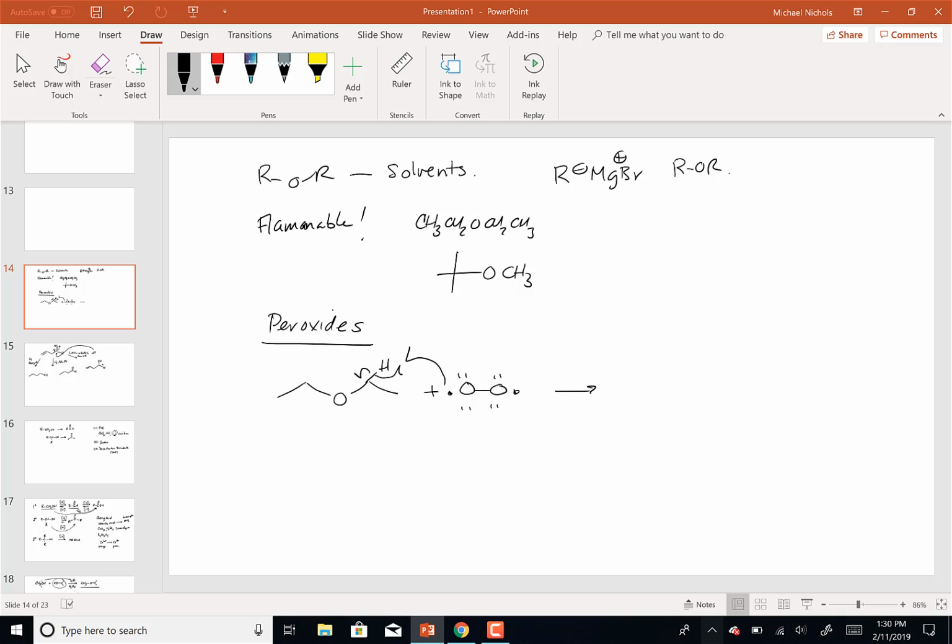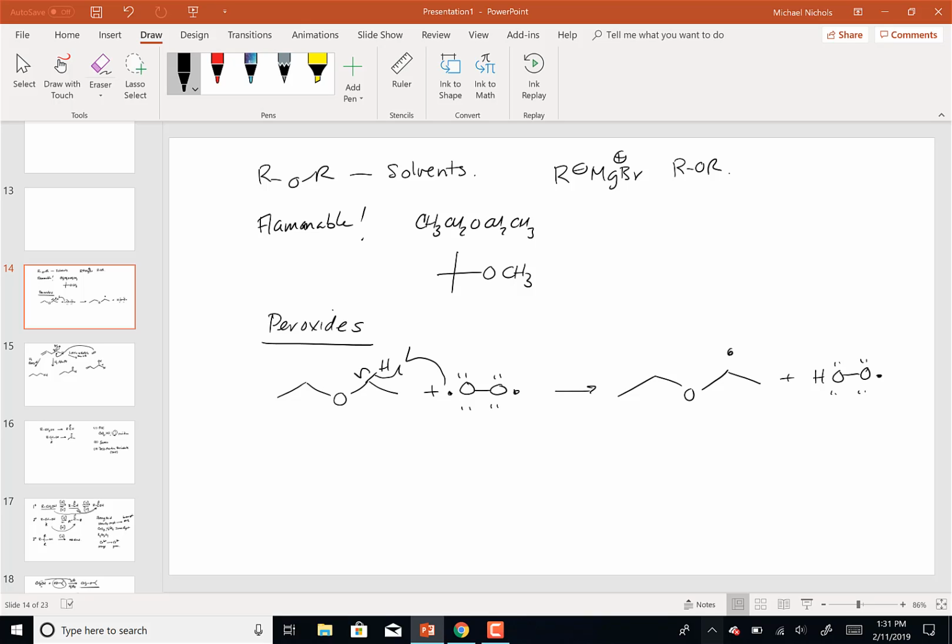And so what we end up doing is we end up forming the ether radical and then what's called a peroxy radical. One more hydrogen and it's hydrogen peroxide. But right now that's a peroxy radical. And the problem is this is oxygen. I mean, we can't stop oxygen from doing this. There is a certain percentage of oxygen that is paramagnetic.